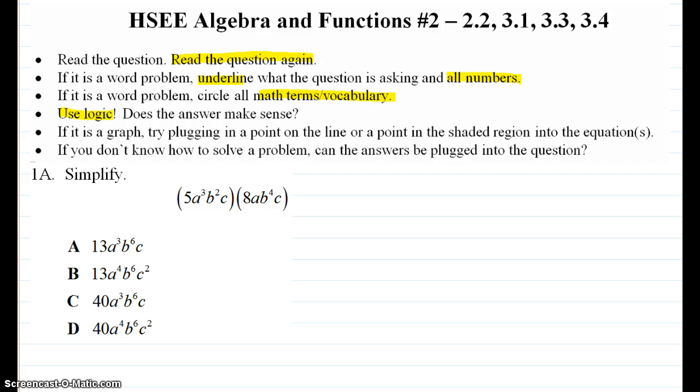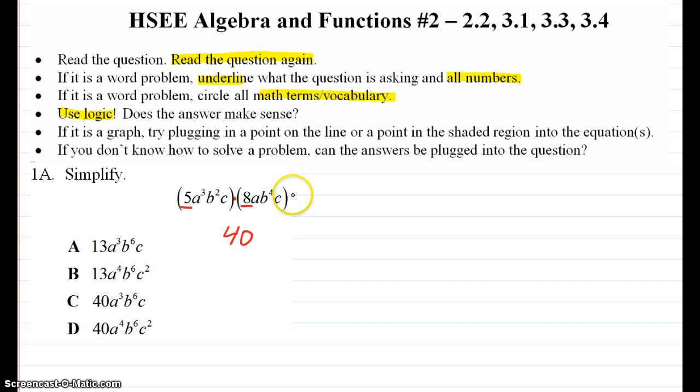So let's take a look at the first one. As we do these problems, we're going to talk a lot about test-taking strategies. Whenever you have a set of parentheses next to each other, that means we're going to multiply. So we're going to start by multiplying the first term. 5 times 8, and 5 times 8 is 40.